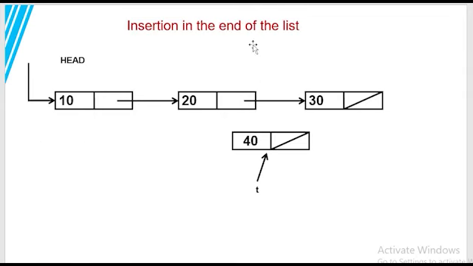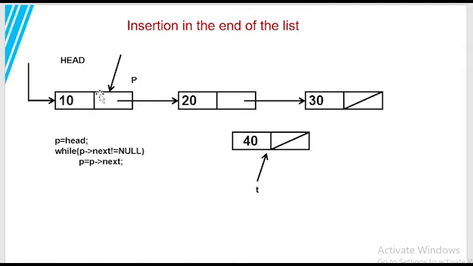Then insertion at the end of the list. You want to insert an element 40 at the end of the list. As usual, you want to create a temporary node such that you include the element in the first part, and the second position is null. At present it is null. So you want to link. It is very easy. You want to link at the last. The main thing here is the last node's next pointer should be linked to this T. That's all. That is the only thing you want to do.